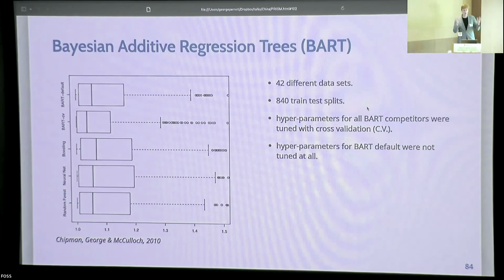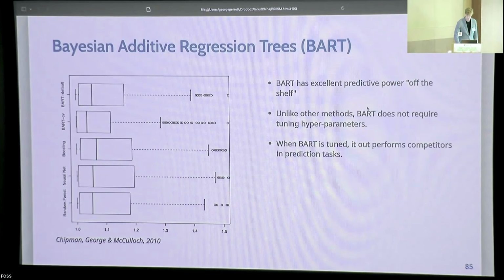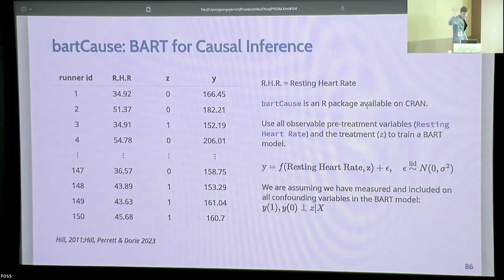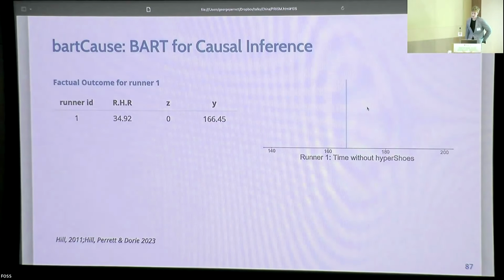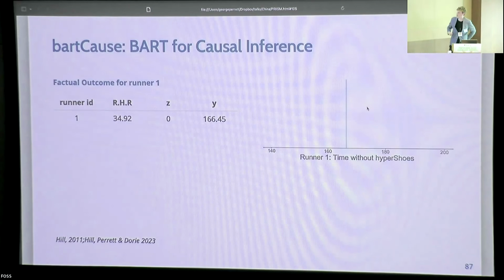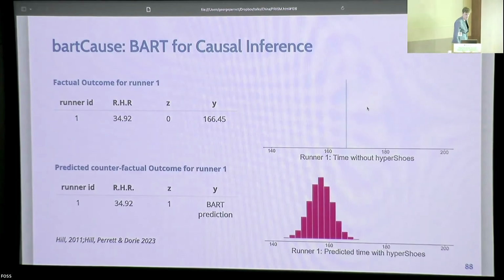So why do we like BART so much? It works really well, but requires very minimal effort by researchers. Works great off the shelf. So back to causal inference. How BART works for causal inference is we're just going to fit a BART model on all of our data. Once we fit a BART model on all of our data, we can take an individual's factual outcome, and we can flip their z around. We can say, let's keep the resting heart rate the same, just flip this value for z, and use our BART model to get a prediction for what would have happened now.